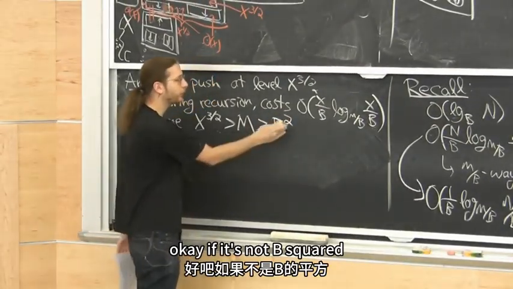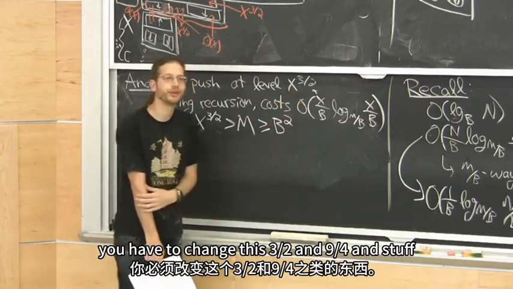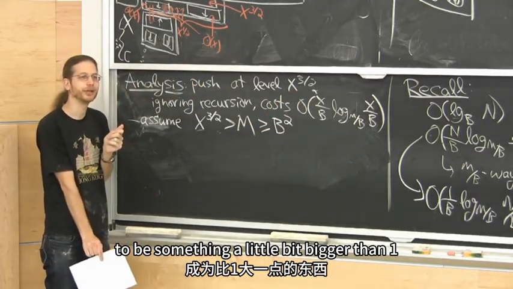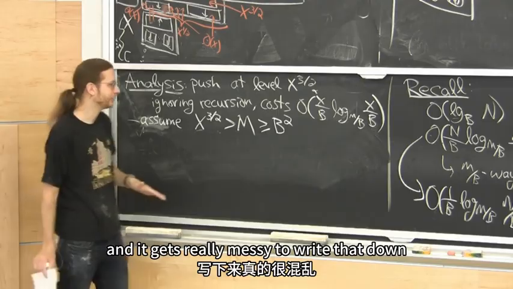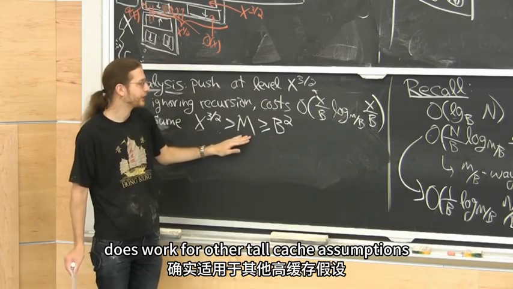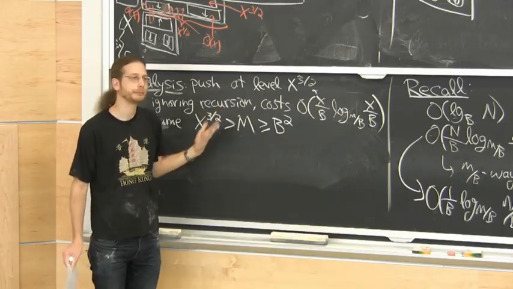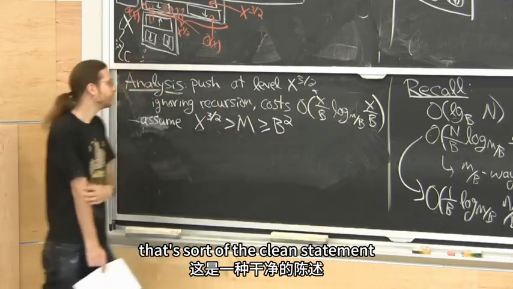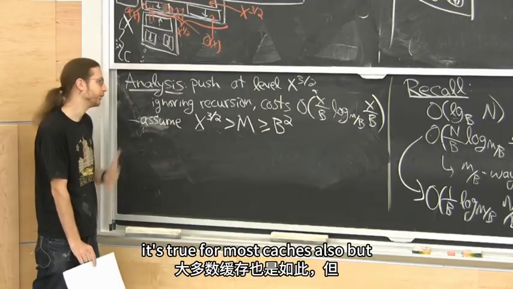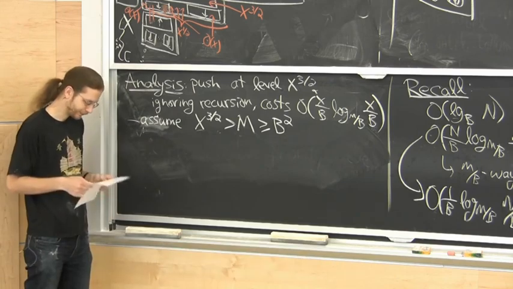If it's not B squared, you have to change this 3/2 and 9/4 and stuff to be something a little bit bigger than 1. And it gets really messy to write that down. So this data structure with appropriate modification does work for other tall cache assumptions, but let's just assume this one. So this means M over B is at least B. That's sort of the clean statement. It's true for most caches also, but this will be my assumption.